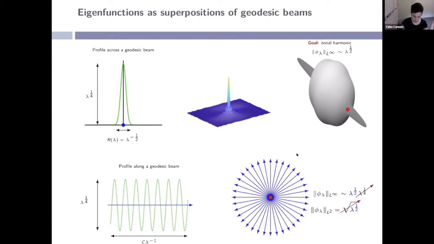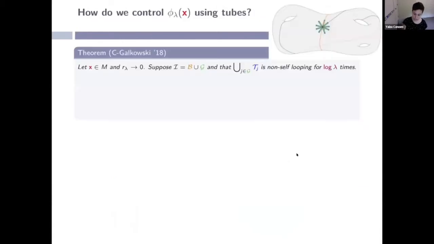So now what I'm gonna do in the next slide is to explain how one can use tubes to control the value of a function at a point. And so what we are going to do is fix a point on the manifold. Here, lambda is just a function that's going to go to 0. So we are going to be studying L infinity norms in a ball of radius R lambda around X.